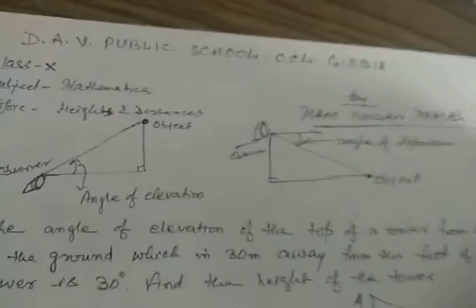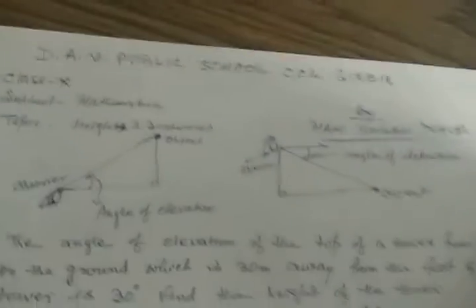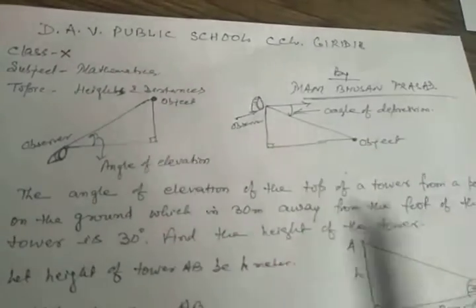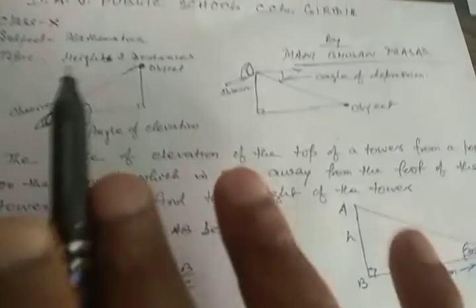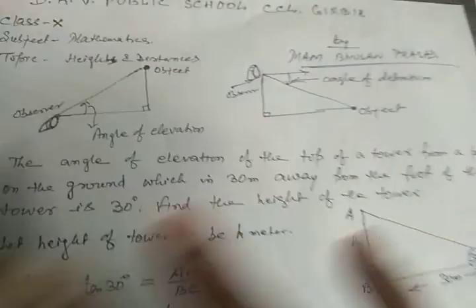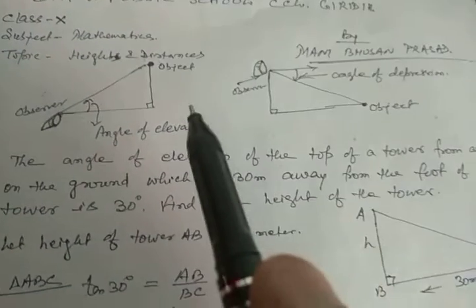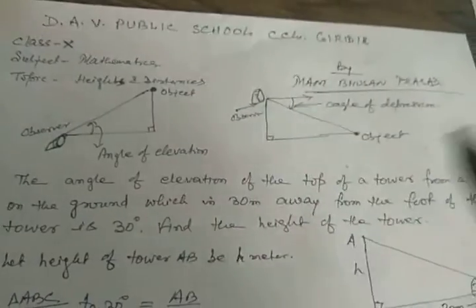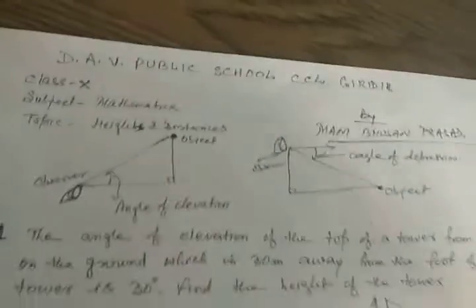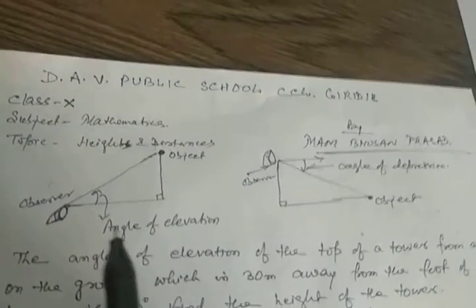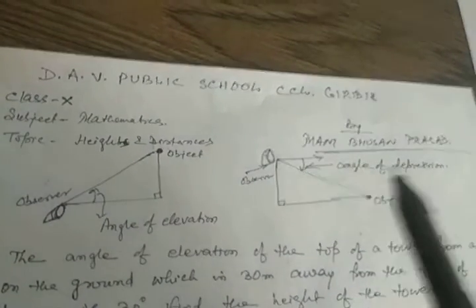Is it clear? It is a part of your trigonometry. It is also in your first part syllabus. So, just learn this topic, heights and distances. Using trigonometry, we can calculate the height of an object or the distance between two objects. Is it clear? So at first, see the two terms: angle of elevation and angle of depression.